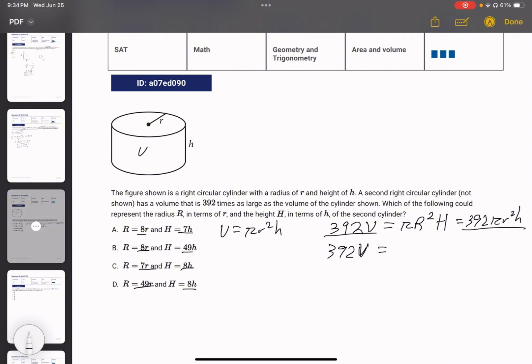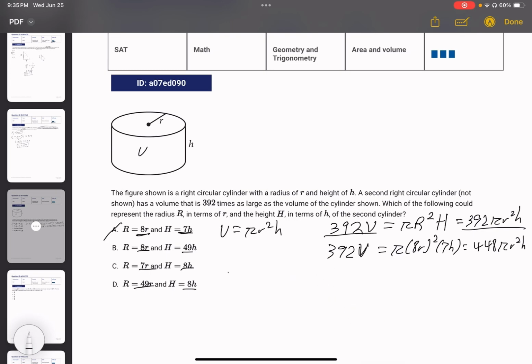So for 392V, we're going to plug in 8r and 7h to begin with. So we get pi times 8r squared times 7h. And we get 64 times 7, which is 448 pi r squared h. These are not equivalent, so this is going to be incorrect.